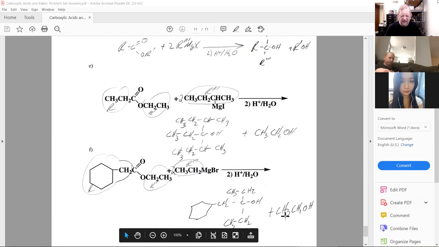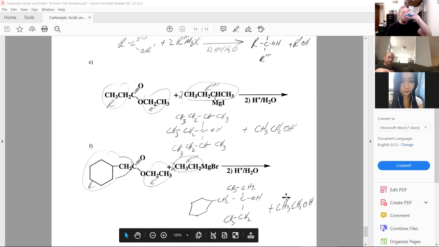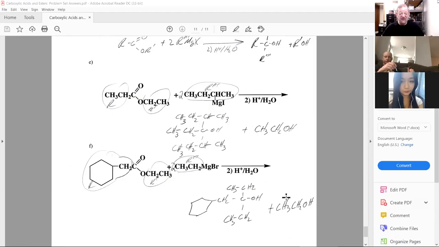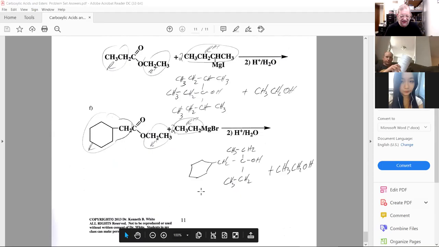If you look at F, is that beautiful? You take this ester, react it with two of these Grignard, carbonyl carbon, what's attached to it, this ring and CH2 are still there. You put on two ethyl groups from the Grignard, alcohol, and the ethyl group from R prime becomes ethanol. Look at that fancy alcohol. Molecules like that make synthetic organic chemists very happy.